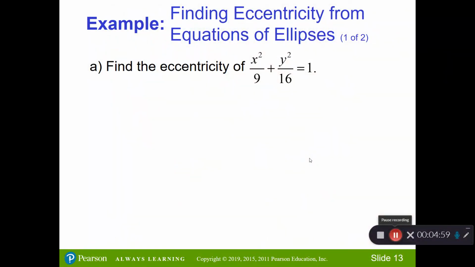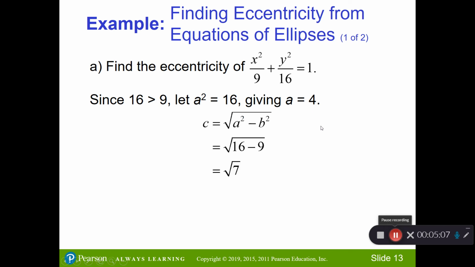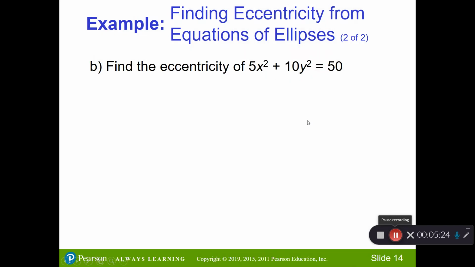So if I'm looking here at the eccentricity of this equation, my 16 is the a squared, so the a would be a 4. And then go ahead and find the c, a squared minus b squared, square root it. And c over a gives us a 0.66. That's an ellipse, which is exactly what we were expecting given the equation. That's the equation of an ellipse.